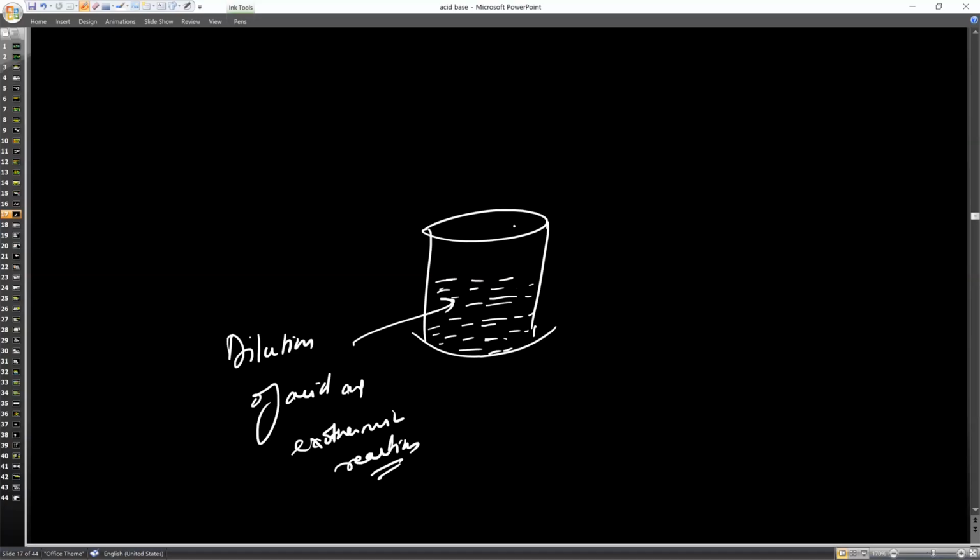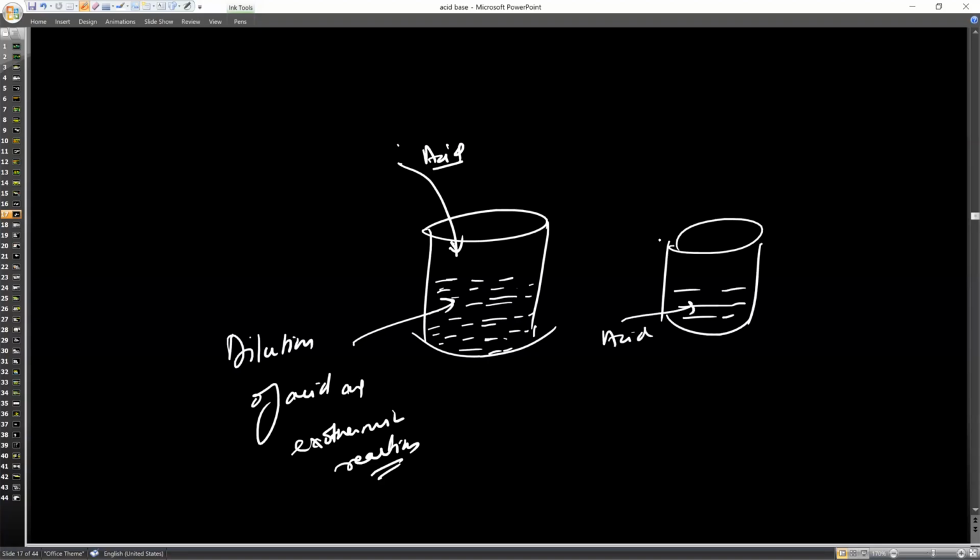Got it? Now, when we are adding, this is water, and now you are adding acid to it. At the bottom is water, so the heat produced here will be absorbed by the water this time, because water is acting as an absorbent, right? But if you take acid here and you are adding water, now acid is the absorber.